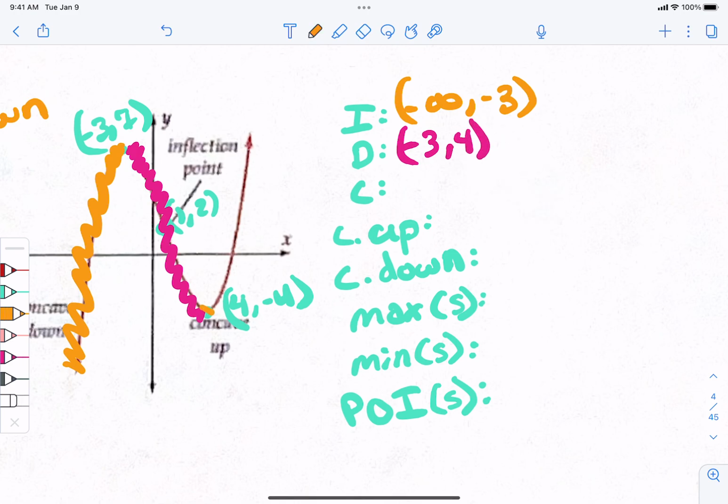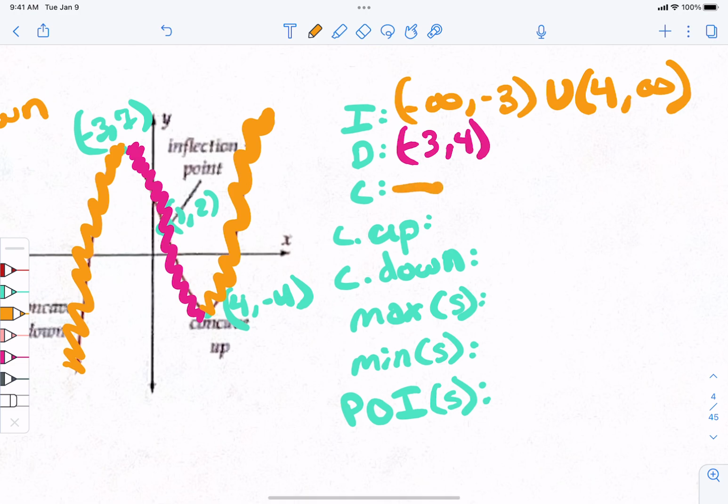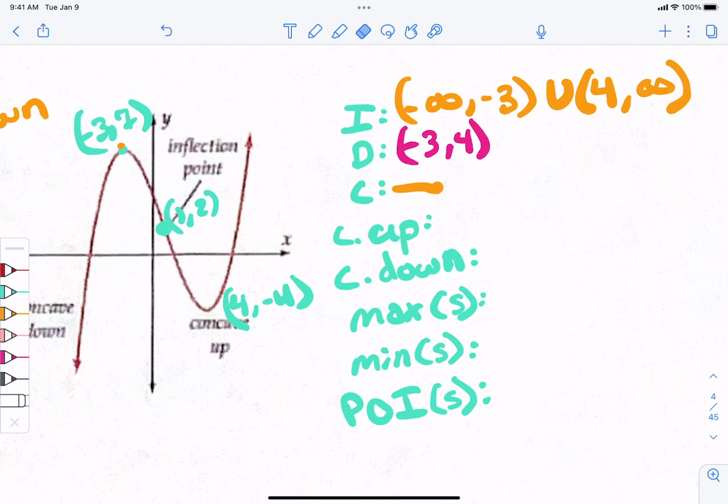Then he turns around and he's increasing again, from 4 to infinity. Where is he constant? Nowhere. He's not. So we put that in there. Okay? Good? Happy with that?